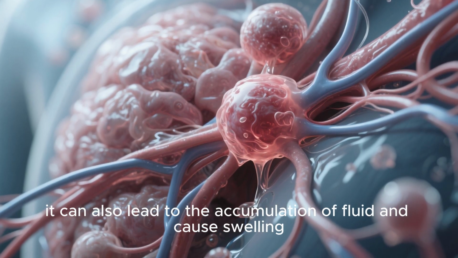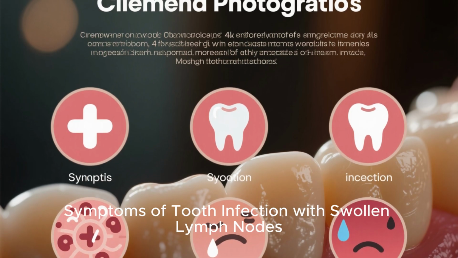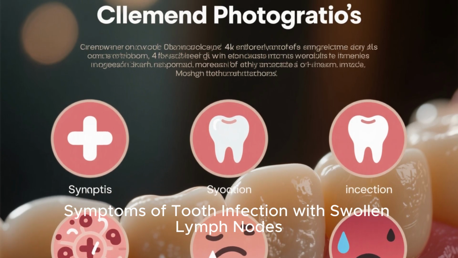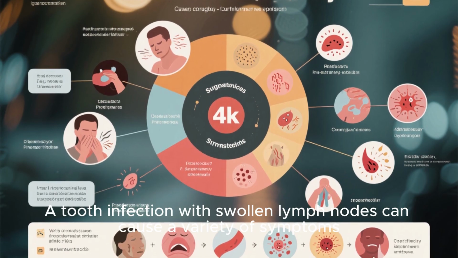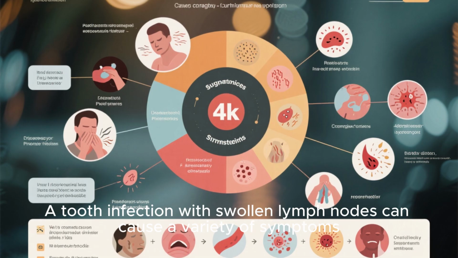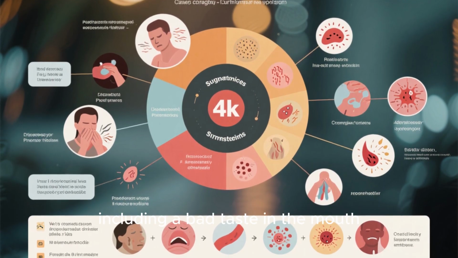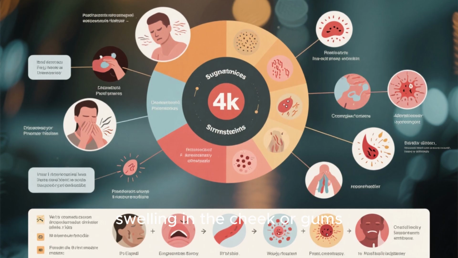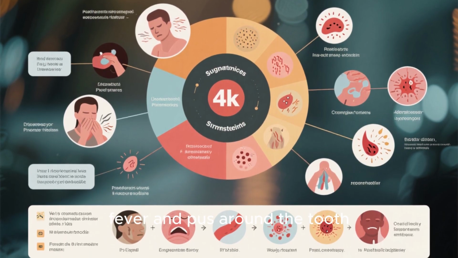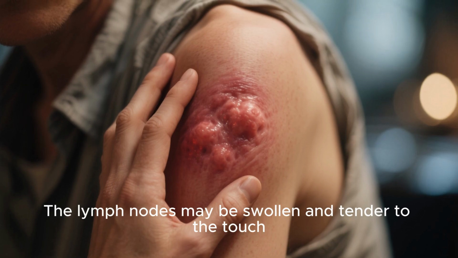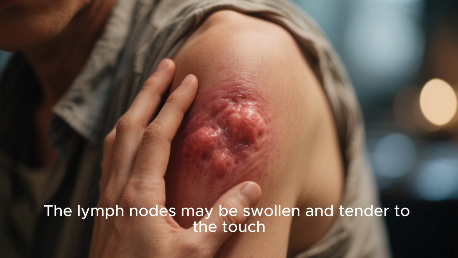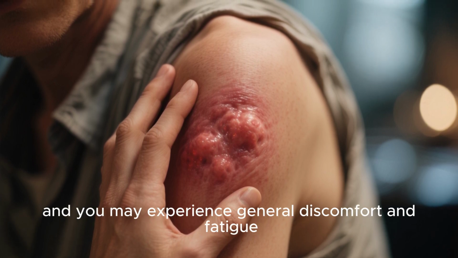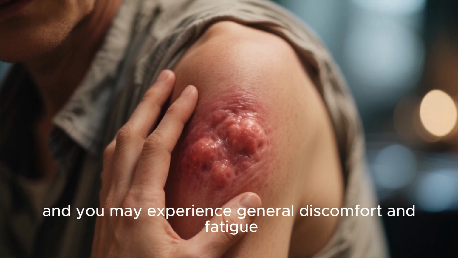Additionally, if the lymph nodes become blocked by swollen tissues or abscesses, it can also lead to the accumulation of fluid and cause swelling. Symptoms of tooth infection with swollen lymph nodes. A tooth infection with swollen lymph nodes can cause a variety of symptoms, including a bad taste in the mouth, difficulty chewing, swelling in the cheek or gums, fever, and pus around the tooth. The lymph nodes may be swollen and tender to the touch, and you may experience general discomfort and fatigue.